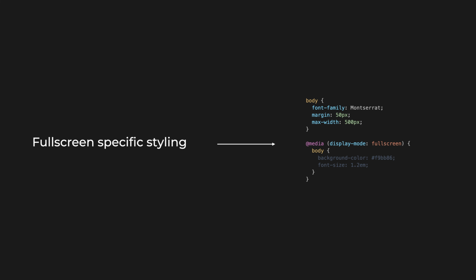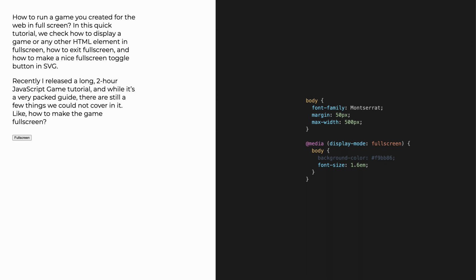Before we get to exiting full screen and creating a nice looking toggle button, let's see a few other things. What you might notice right away is that with more space now, your content might get a bit lost in a full screen. Make sure you have a responsive styling that looks good on every screen size. You can even style the layout specifically for full screen. In CSS, you can set a media query that only applies the styling in case the display mode is full screen. For instance, you can change the font size or change the background color to have a distinct look on full screen.